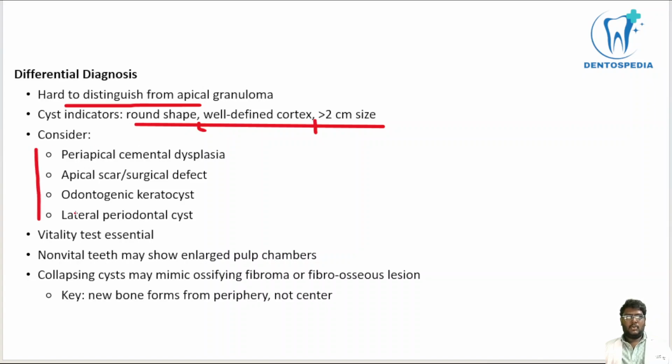An important test called vitality test is very essential for differentiating radicular cyst from another cyst. Okay, when we do a vitality test for the tooth which is involved with the radicular cyst, the tooth will be non-vital 99%. Okay, and that's an important differentiating point here.